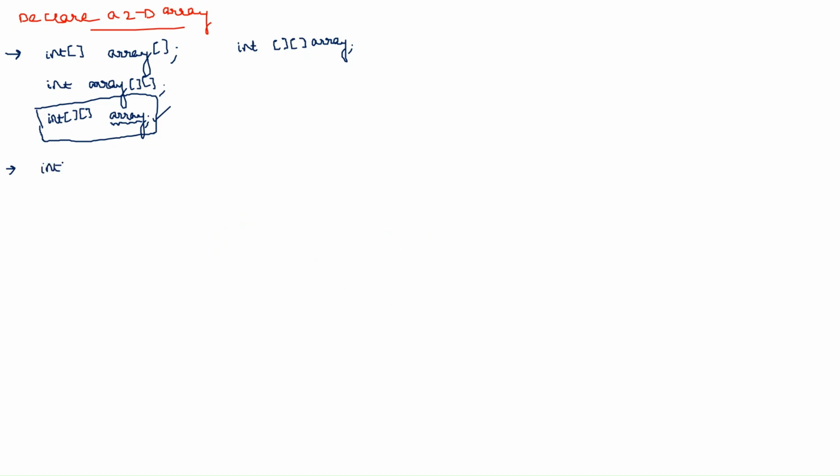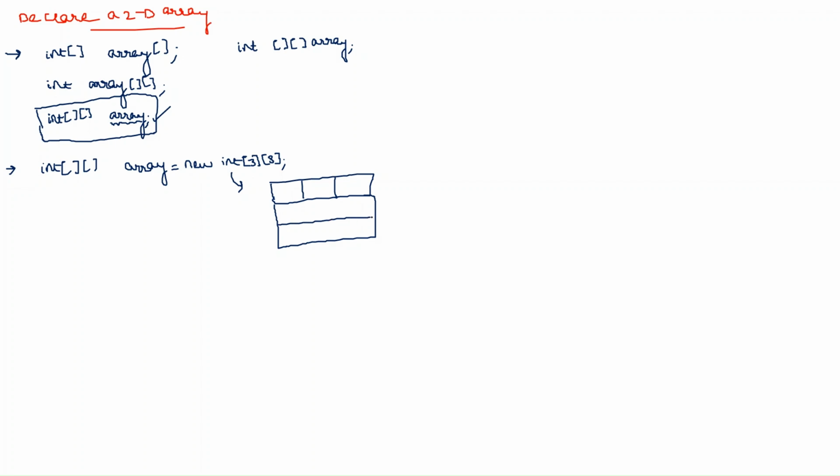So let's say int square brackets array is equals new int square brackets, and within this I say 3, and here also I say 3. This would specify that there is a matrix, 1 2 3, 4 5 6 and 7 8 9. The first bracket denotes the number of rows, and the second bracket denotes the columns. This is a matrix, 3 cross 3, 0 1 2, and here also 0 1 2.